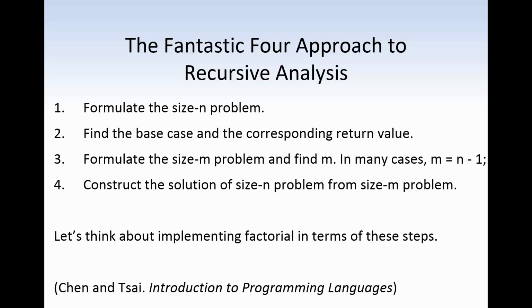Third, formulate the size m problem and find m. So m is the term that we're actually going to be using for the subproblem, for n minus 1. Rather than having to say n minus 1 all the time, we'll just say it's the size m problem. It's the subproblem. So we've got to figure out what that thing is exactly. The last step, once we know what the full size problem is and what the subproblem is, is to figure out some way to construct the solution for the size n problem from the size m problem. How do I build the full size problem from the inner problem? So these are the 4 steps. We're going to go through these and then see how we apply them to a couple of problems.